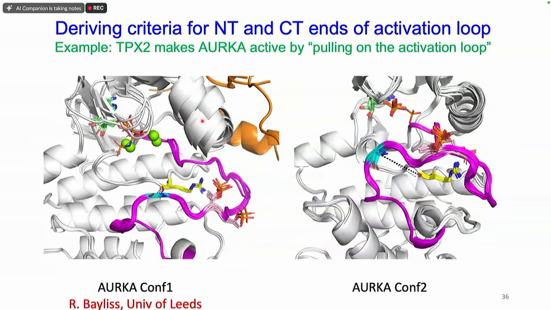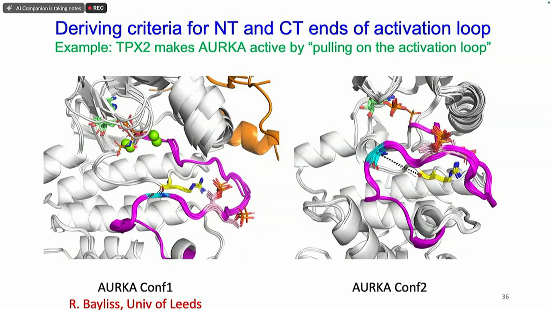So we came up with a bunch of dihedral angle criteria and distance criteria that help us separate substrate-bound structures from non-substrate-bound structures, from other structures that we see of the same kinases. I'll just give one example. This is aurora kinase with that TPX2 protein. This is the active form of this kinase. This TPX2 protein in orange is what activates aurora, so that's how we know that it's active.